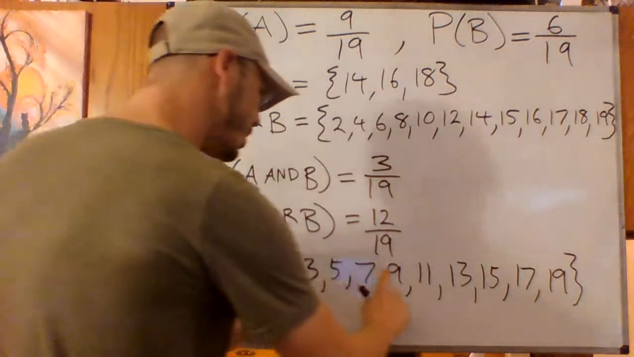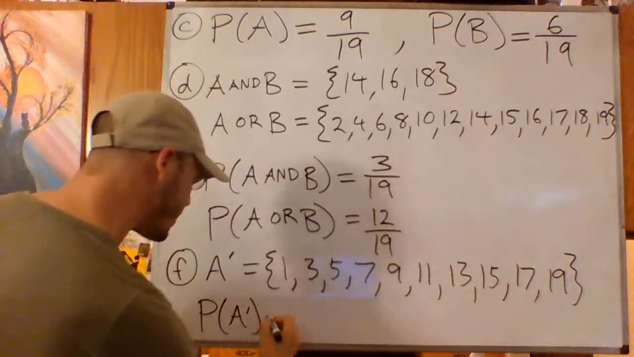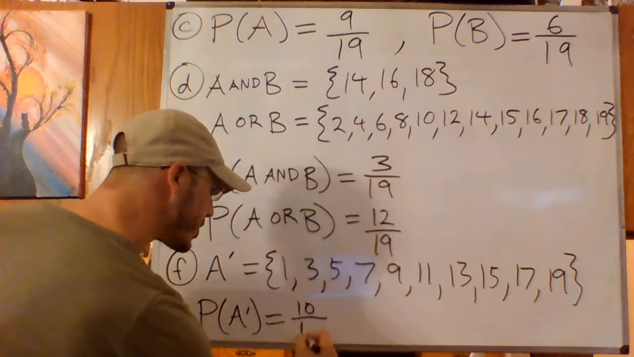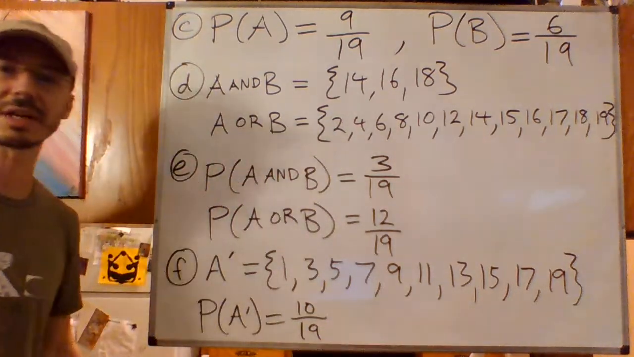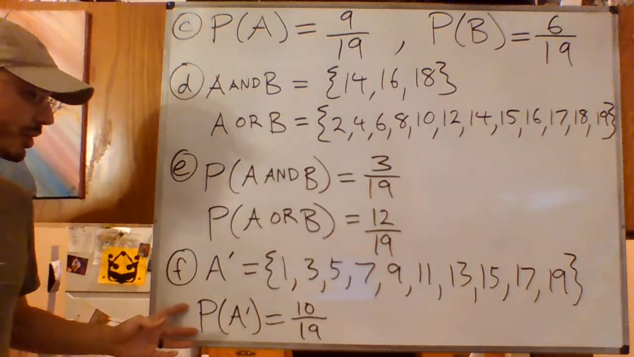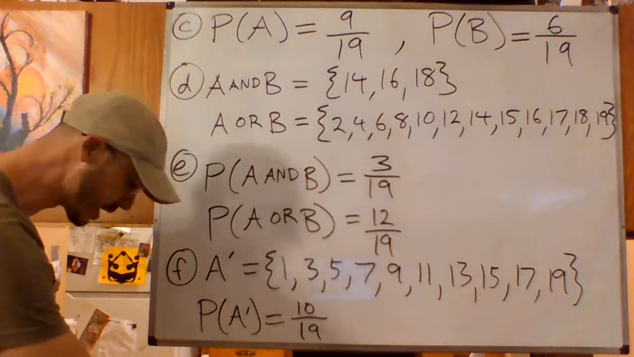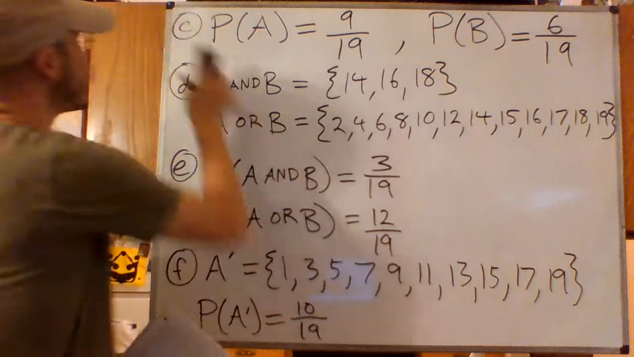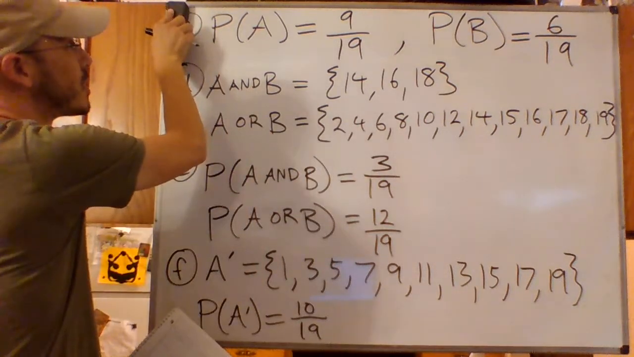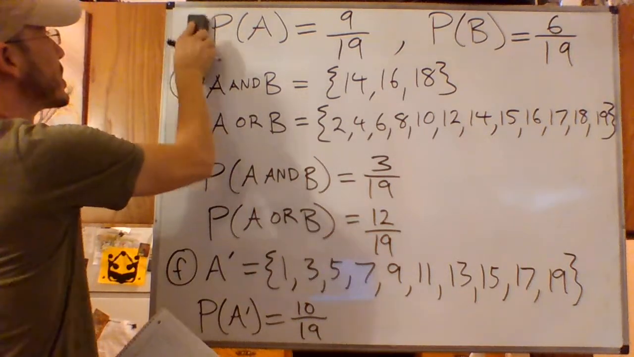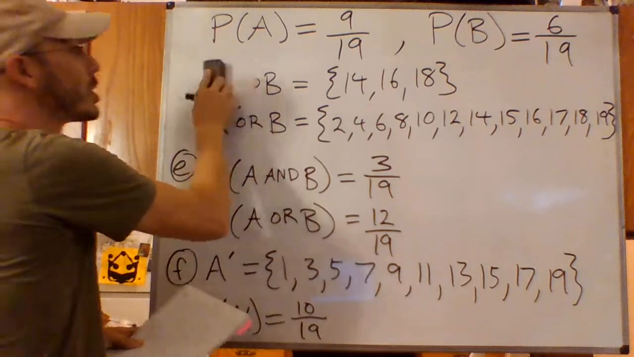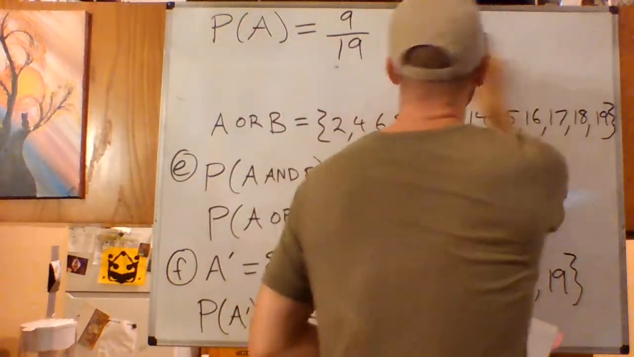And there are 10 of those out of a total number of possible outcomes, 19. So the probability of A prime is 10/19. Again, because these are equally likely outcomes. This next, I'm going to leave that one little piece of our previous problem.